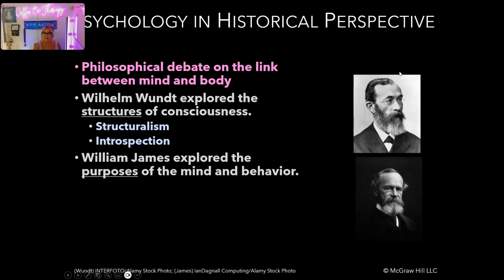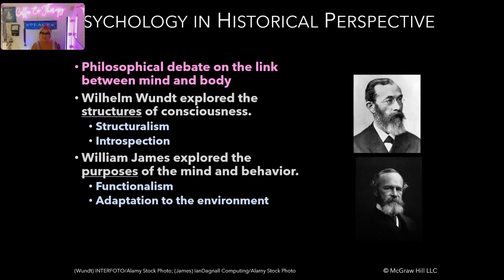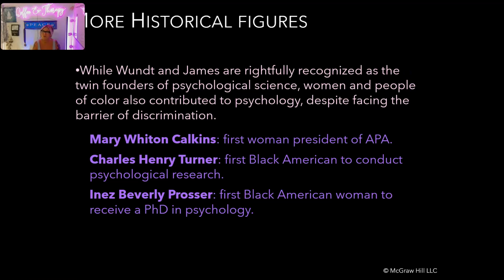And then William James, he explored the purposes of the mind and behavior. So while we're looking at Wundt, who looked at the structures, William James looked at purposes of behavior. And his school of thought was functionalism. So while you have Wundt, who studied structuralism, James studied functionalism. So he looked at adaptation to the environment, and then you have Darwin's theory of evolution through natural selection, which we don't go really into in this course, but it is something to note.